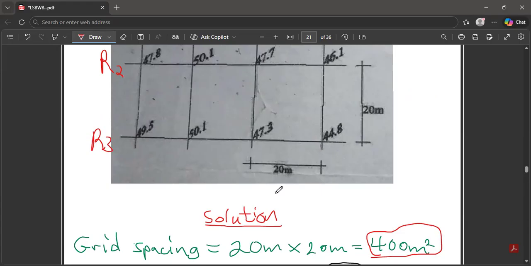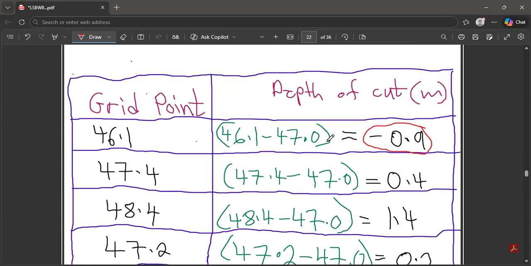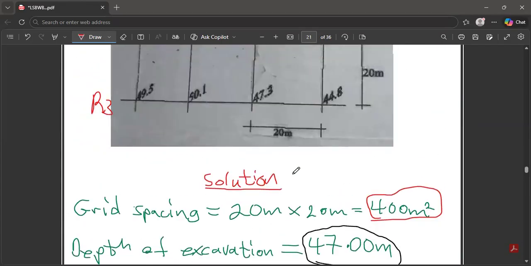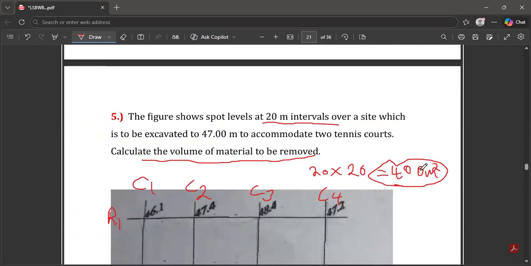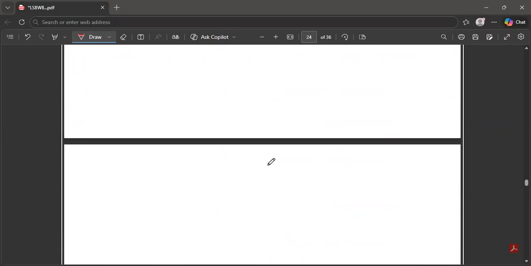Each square is 400 meters squared, as we calculated over here. You also have to know that the total area is going to be 12 times 400. Let's quickly do that. The 400 we had is just the area of a single square. So what about the 12 squares? Let's solve that beneath.